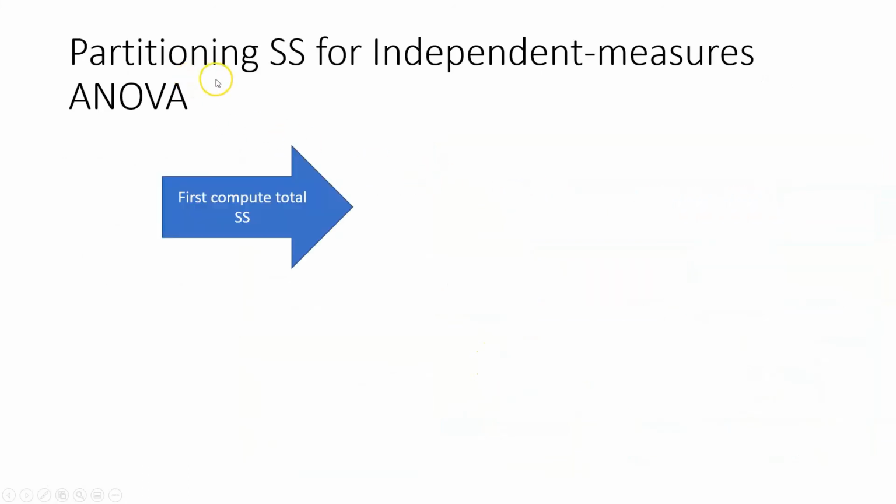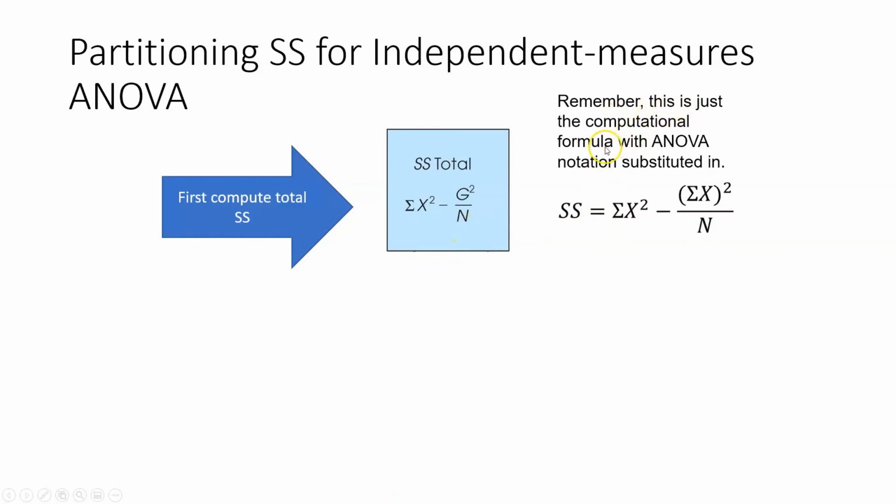So, step 1, we have to partition the sum of squares for independent measures ANOVA. First, we compute the total sum of squares. The formula for that is the sum of x squared minus g squared over n. You might say this looks familiar. It should, because it's basically the sum of squares formula that we've been using all along, with g replacing the sum of x here.